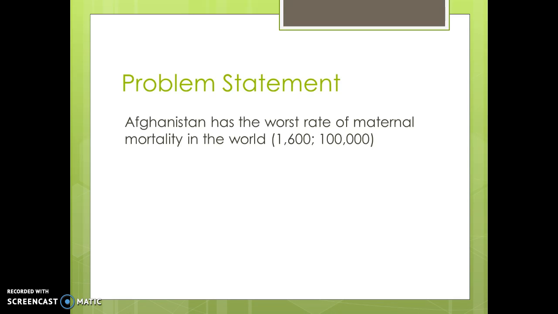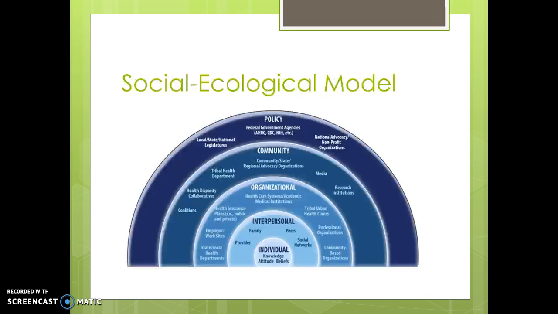So when looking at our topic today, what is the problem? Well, simply stated, Afghanistan has the worst rate of maternal mortality in the world. A survey completed in 2002 showed the rate was 1,600 for every 100,000 live births. Some recent studies have showed improvement, but the validity of those studies has been questioned. And regardless of those new numbers, Afghanistan still has a long way to go.